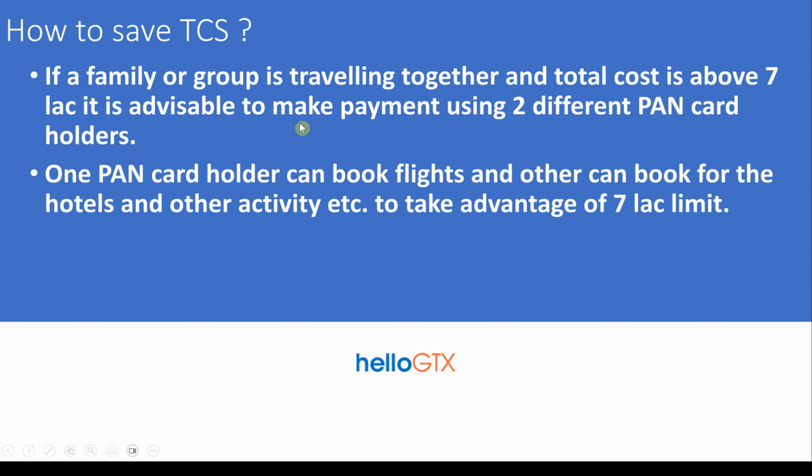If a family or group is traveling together and total cost is above 7 lakh, it is advisable to make payment using 2 different PAN card holders, so that each PAN card holder can be within the limit of 7 lakh. You can even book flights separately, hotels and activities separately.